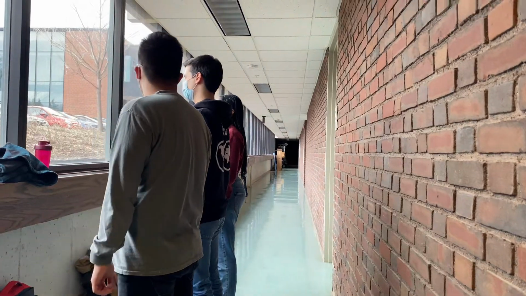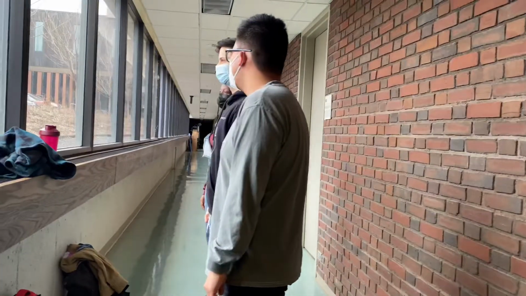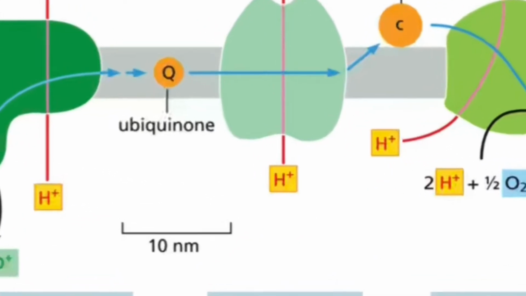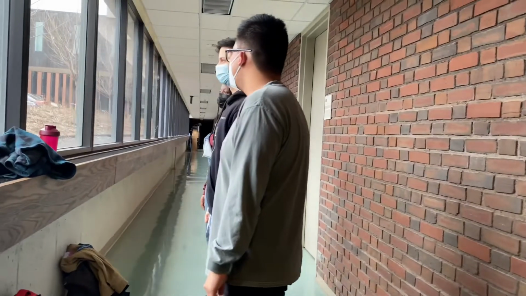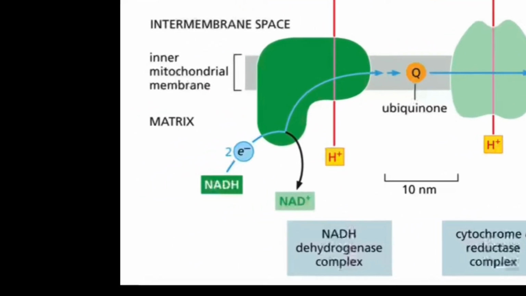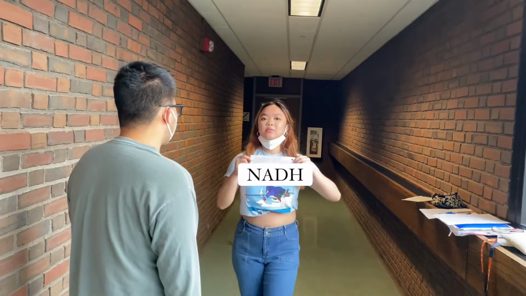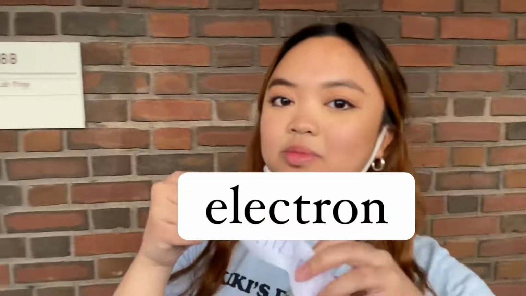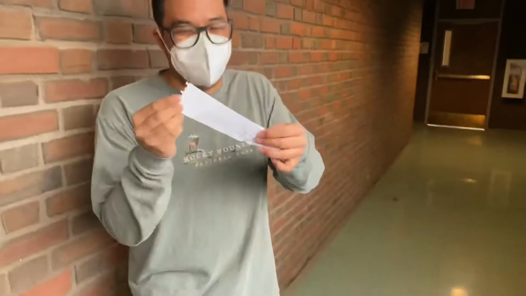Oxphos is my favorite part of the day because this is where I make the most ATP. It's very rewarding in the end. An electrochemical proton gradient is generated in the ETC, which is used in forming ATP. The first complex involved is NADH dehydrogenase complex. Since it has a higher affinity for electrons than NADH, it strips away electrons and forms NAD+.